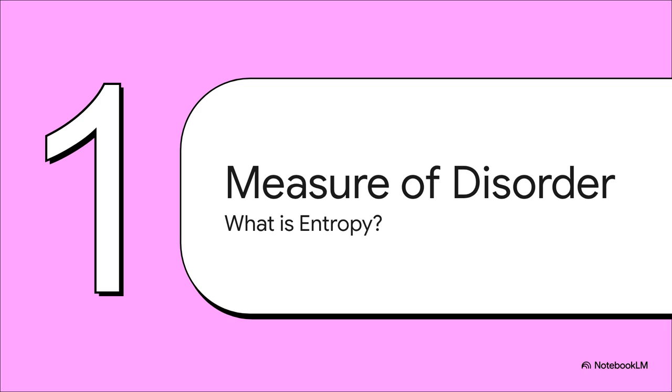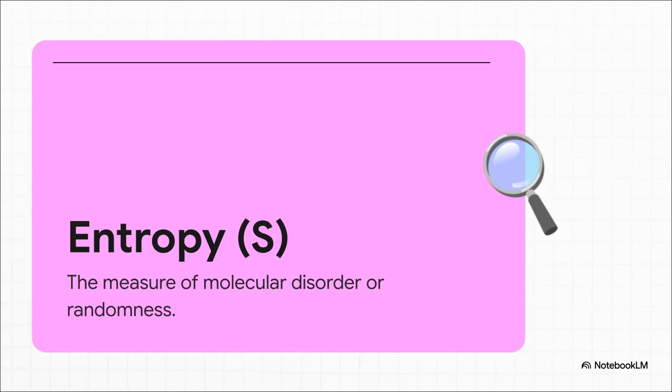Okay, so first stop on our journey. Let's get to know the star of the show, entropy. What in the world is it? You know, at its heart, entropy, which we represent with the letter S, is just a fancy scientific way of measuring chaos. That's it. It's a number that tells you how much disorder or randomness there is among the molecules in any given system.